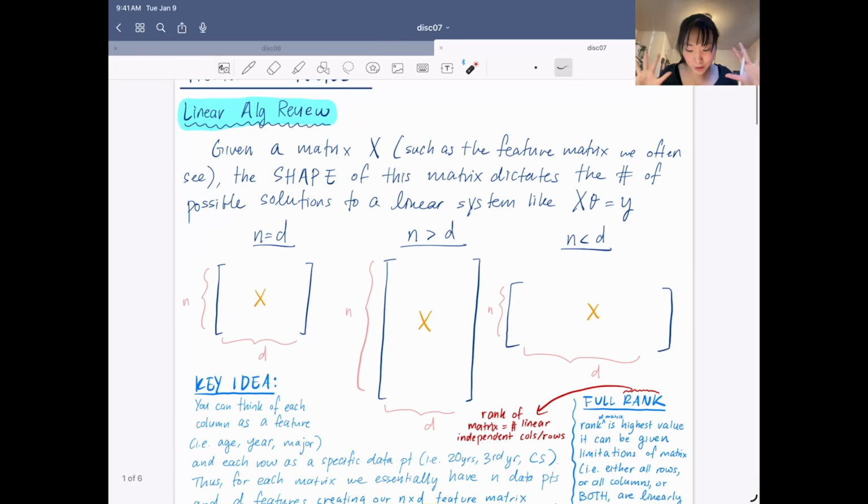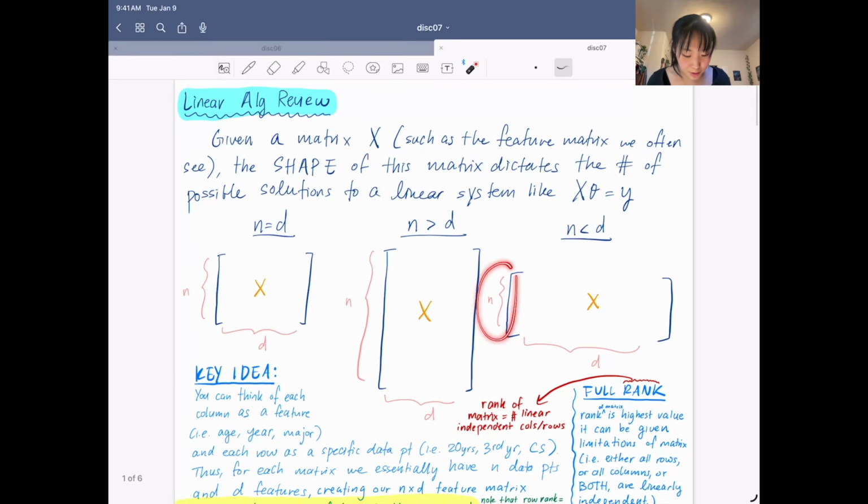And so the 3 scenarios of matrix shapes you can have is first, when the number of rows, which we denote as n, is equivalent to the number of columns, which we denote as d. And so here you have a square matrix. The second possibility is when n is greater than d. Here the number of rows, n, is greater than the number of columns, d. And the last scenario you can find yourself in is when n is less than d. In this case, the number of rows, n, is less than the number of columns, d.